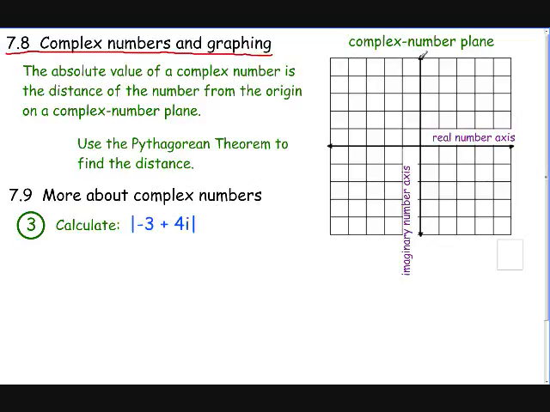Graphing a complex number, instead of looking at x and y, we're looking at a real number axis and an imaginary number axis. If you want to know more about this, you can look in your textbook. We're going to focus today on 7-9, more about complex numbers. How would we calculate what this is? Well, we would have to use the Pythagorean theorem to do that. Since I'm skipping over that section, it might be wise for us to skip over this particular problem. Again, if you want to know more about it, come see me and we'll talk about it. It's also in your book.